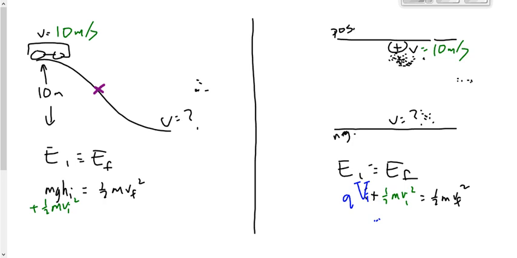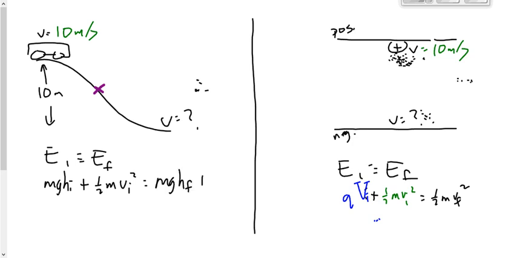What kind of energy does the car have at the top of the hill? Both. Potential energy, MGH, plus kinetic energy because it's moving. What kind does it have when it reaches halfway down the hill? Both, because it's still got height and it's moving. So we're going to say it's MGHF plus 1/2 MVF squared. We solve for VF there. Okay, what about this one?